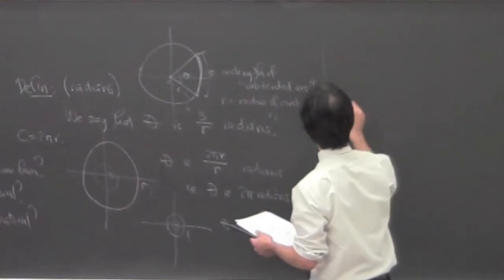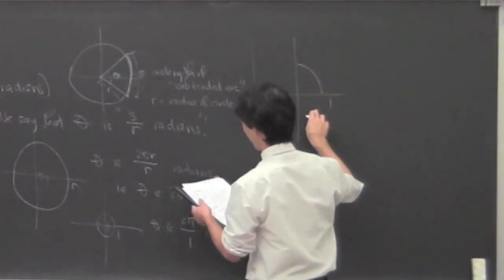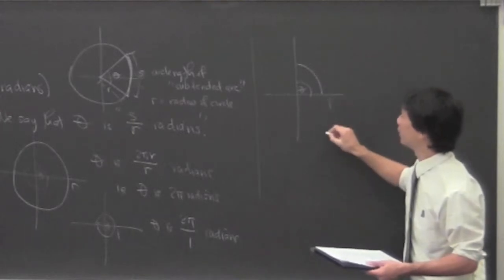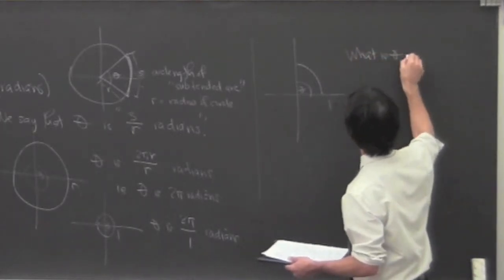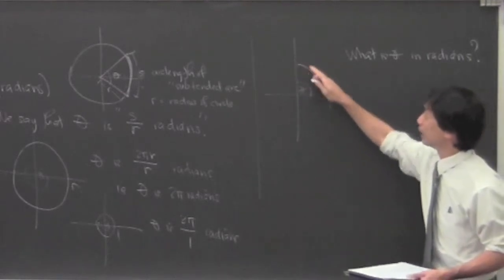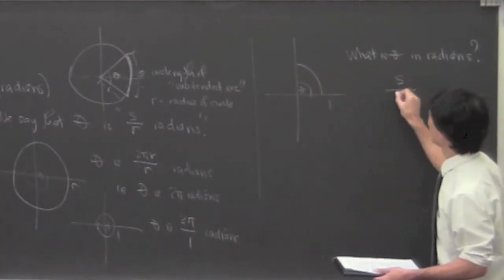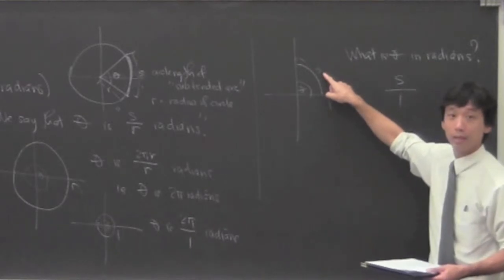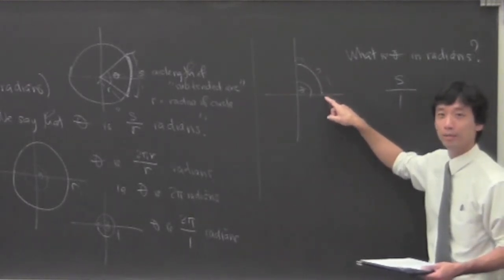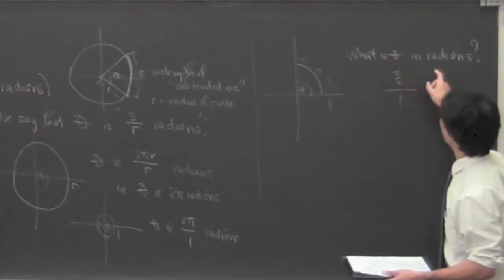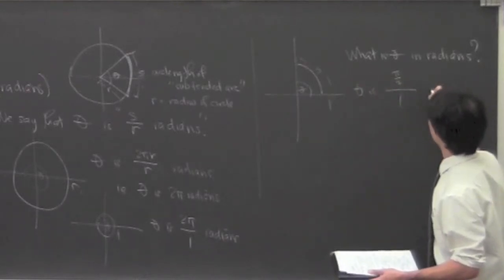Maybe it's sort of funny to do the full circle. Let me do smaller examples first. So let's say that theta is this angle, what we would call 90 degrees. What is theta in radians? Well, theta is going to be the length of this over the radius, where the radius is 1. Well, what's this length? 2 pi over 4, right? In other words, pi over 2. So theta in radians is pi over 2 radians.